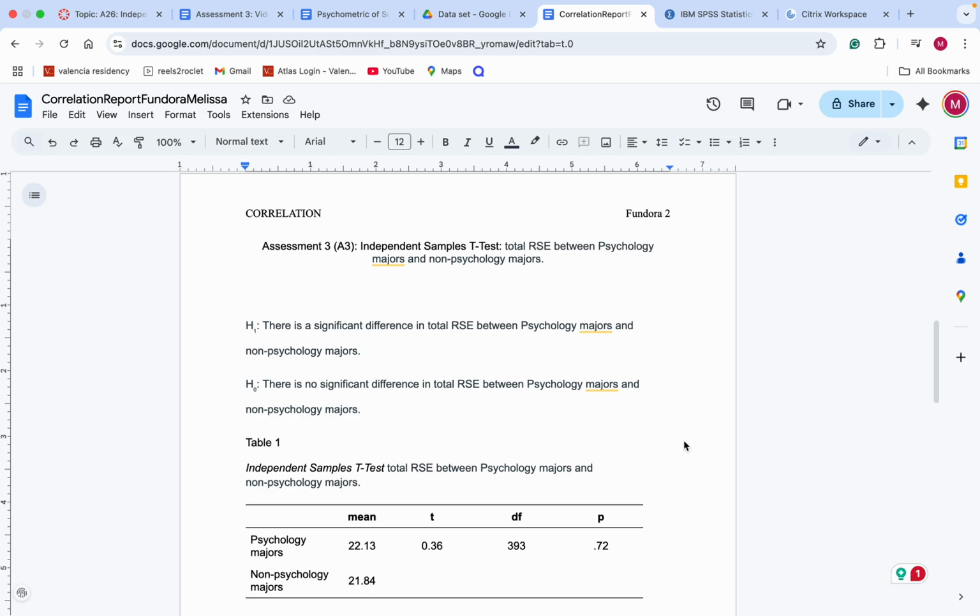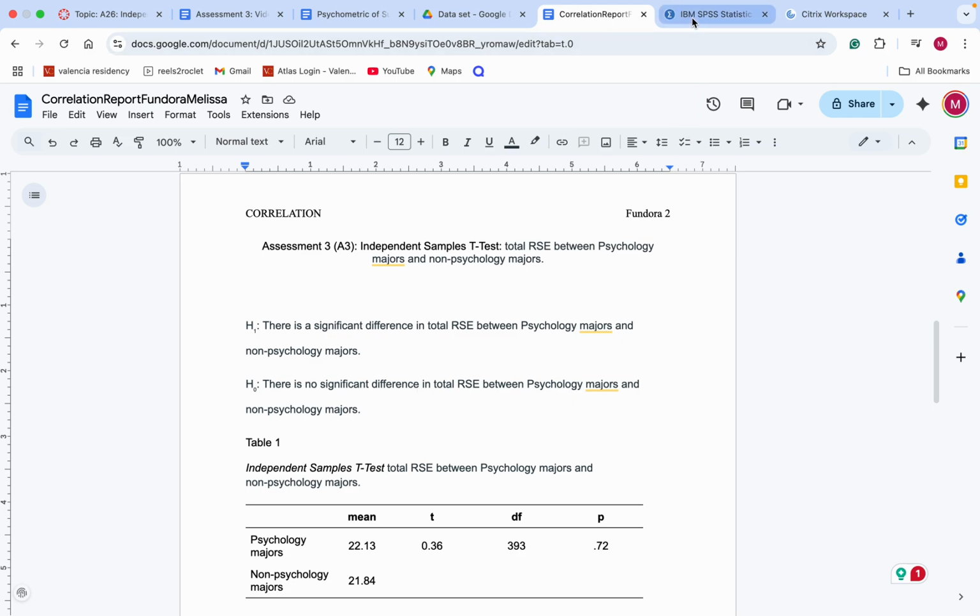How to run an independent samples t-test. Today we'll be running an independent samples t-test on total RSE between psychology majors and non-psychology majors. Our alternative hypothesis states that there is a significant difference in total RSE between psychology majors and non-psychology majors. And then our null hypothesis states that there's no significant difference in total RSE between psychology majors and non-psychology majors.